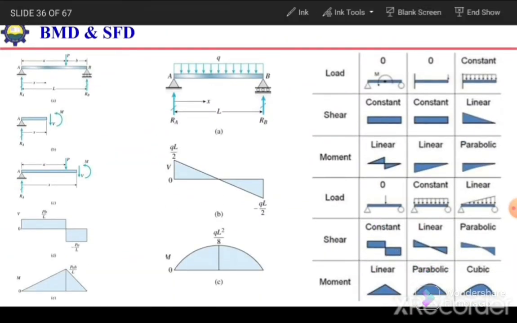The next is how we can draw the bending moment and shear force diagram. For example, if we have a simply supported beam and a point load P is acting at a distance A from support A and at a distance B from support B. In that case, if we take a section before this load P, we will have reaction RA over here, and the magnitude of this reaction RA will be equal to P times B over L.